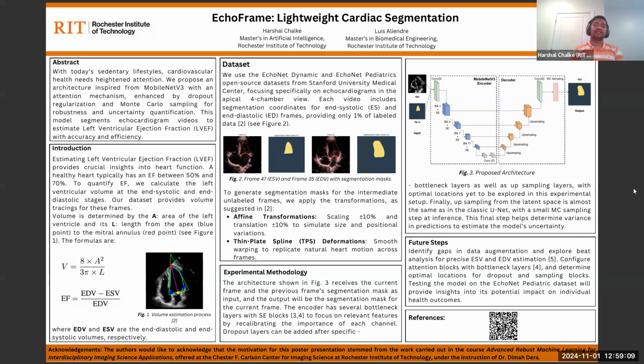Now the volume is determined by the area of the left ventricle and the length from apex to mitral annulus, as shown in figure 1. As you can see, the formula for volume is 8 times A squared over 3 pi times L. We will use this formula to estimate volumes at the end of diastolic stage and end of systolic stage, which will help us calculate ejection fraction as given in the second formula.